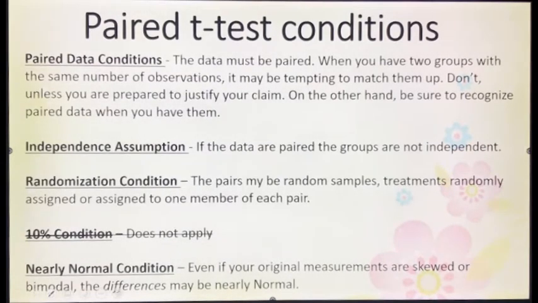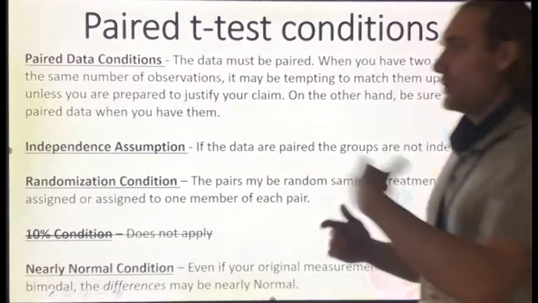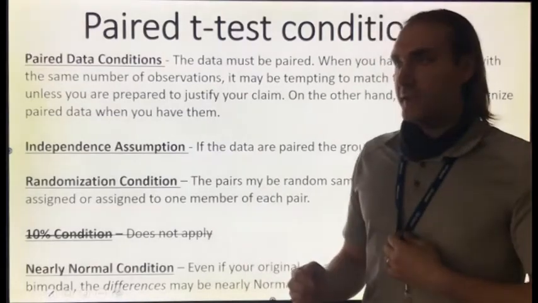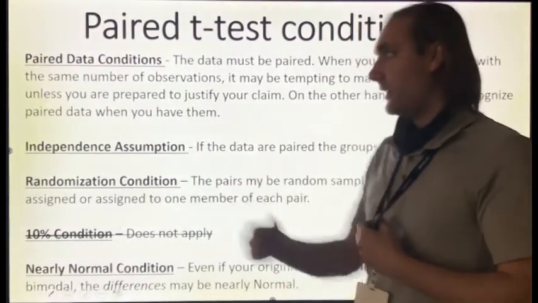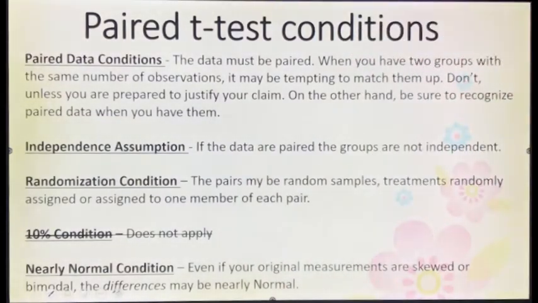Since I'm doing the same measurement, that is classified as paired data. We can also make an independence assumption. If the data are paired, then the groups are not independent. So my first jump is dependent on my training with the second jump. Randomized condition. The pairs must be random samples. Treatments are randomly assigned to one member of each pair. So make sure something in your experiment is randomized.